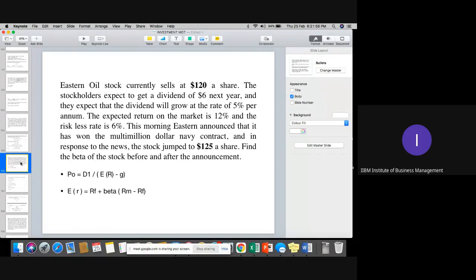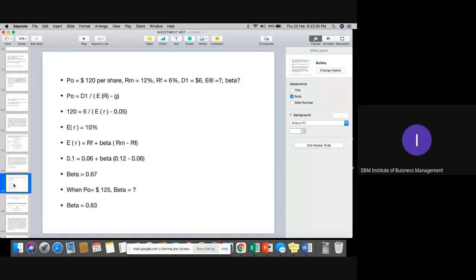Yes, anyone got the answer? The first answer, first of all, please, step by step. ER is 10%, because P0 is given to you, RM is given to you, RF is given to you, D1 is given to you. We have to go for ER and beta first. Anyone got the answer, please? ER is 10, beta is 0.67.